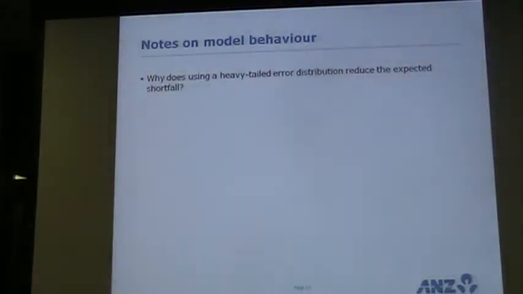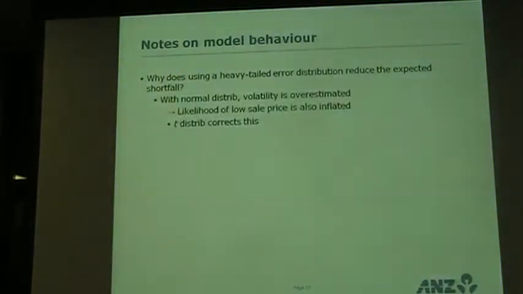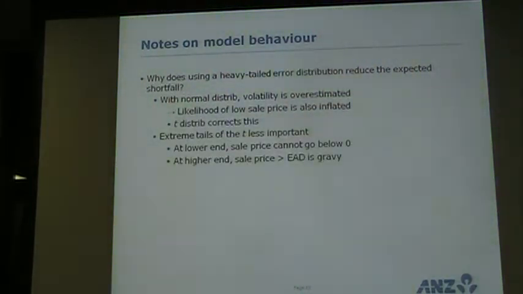So just some notes, comments, I guess. Why does using a heavy-tailed error distribution reduce the expected shortfall? Normally, when you use some kind of heavy-tailed distribution for these risk applications, you expect things to get worse, not better. Well, as was said, with a normal distribution, the volatility is overestimated, so the t-distribution corrects this. The extreme tails of the t are not so important because at the lower end, your sale price can't be negative, and at the higher end, if the sale price is more than you expected, then your exposure, well, that doesn't really matter either.